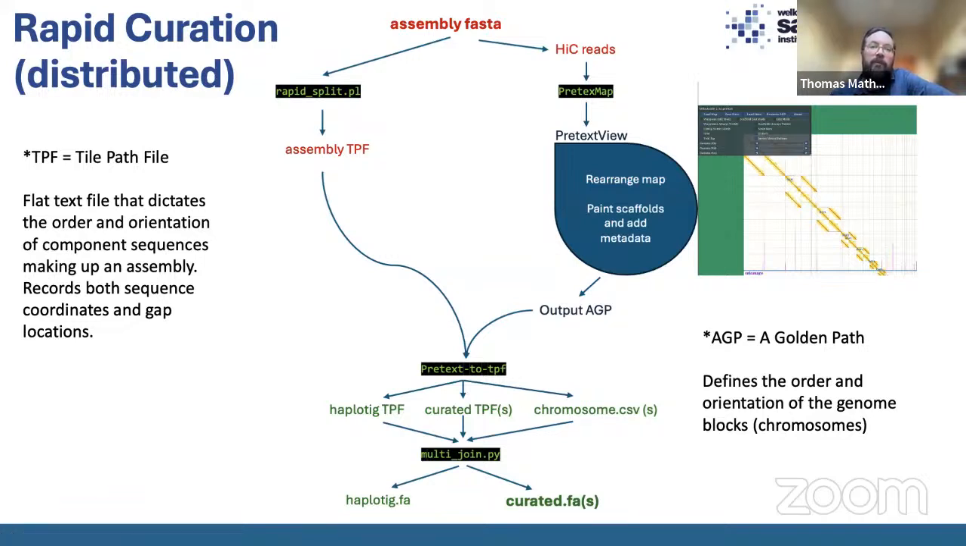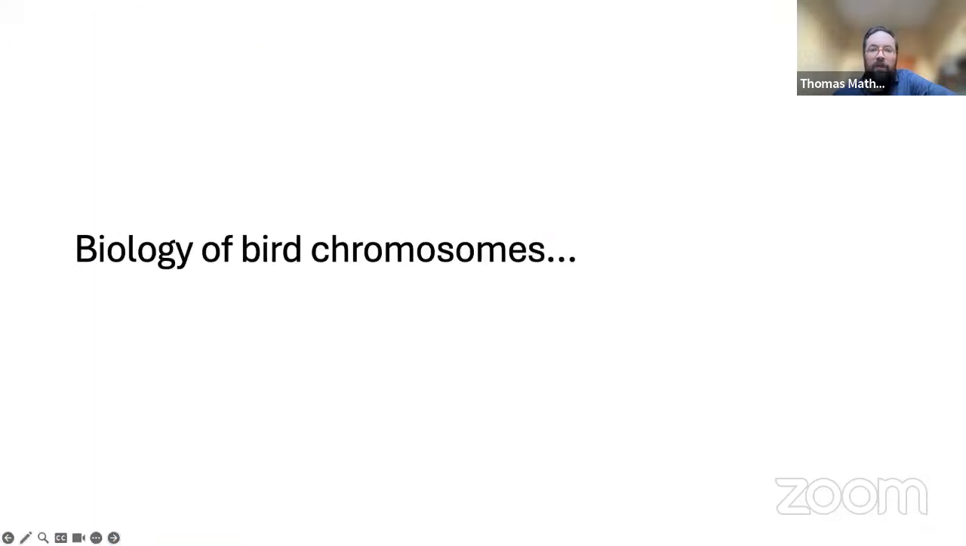And then we use a script called pretext to TPF, which processes this AGP file, and then another script called multi-join, or there's a different one called rapid join we use, which then takes this curated assembly file and generates a new FASTA file of the assembly with our chromosomes in it and the contigs that haven't been placed as well at the end of the assembly. So that's a very brief overview of how it works. The workshop isn't specifically aimed at doing this, more about the details of curating birds, but check out the links if you need more information on that.